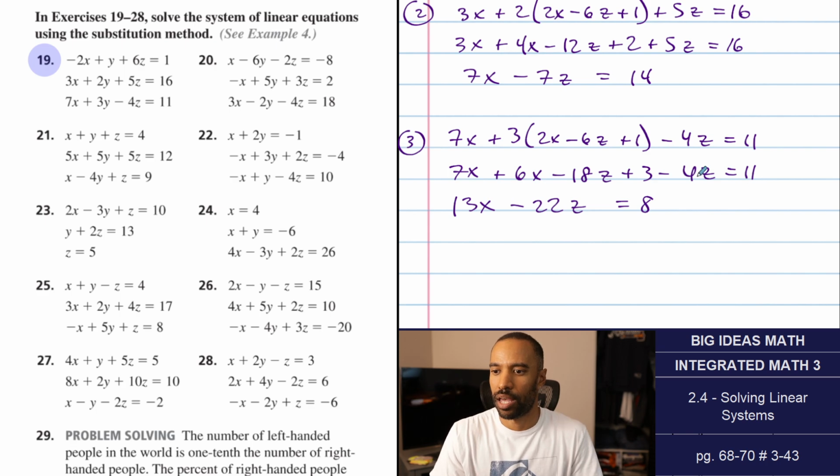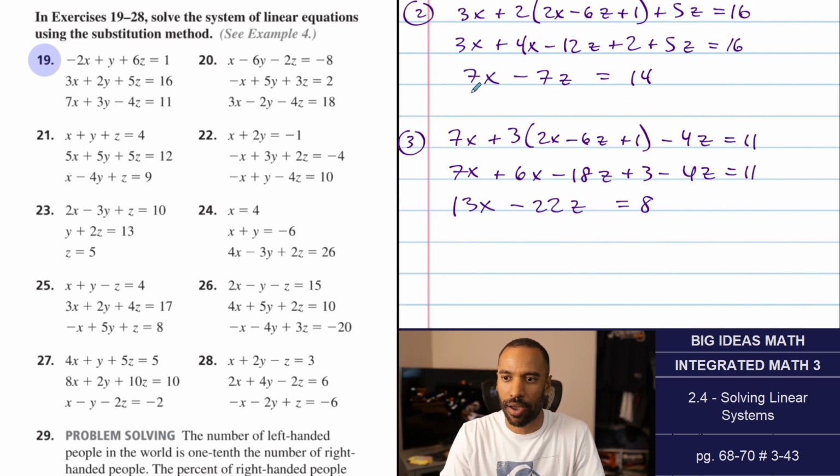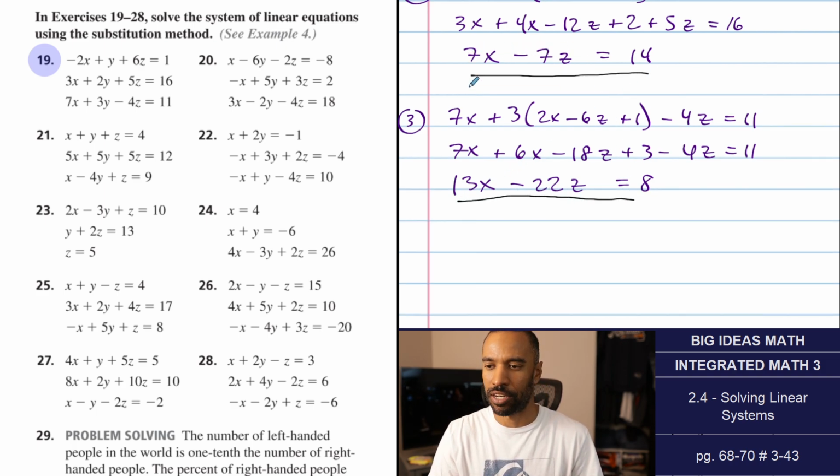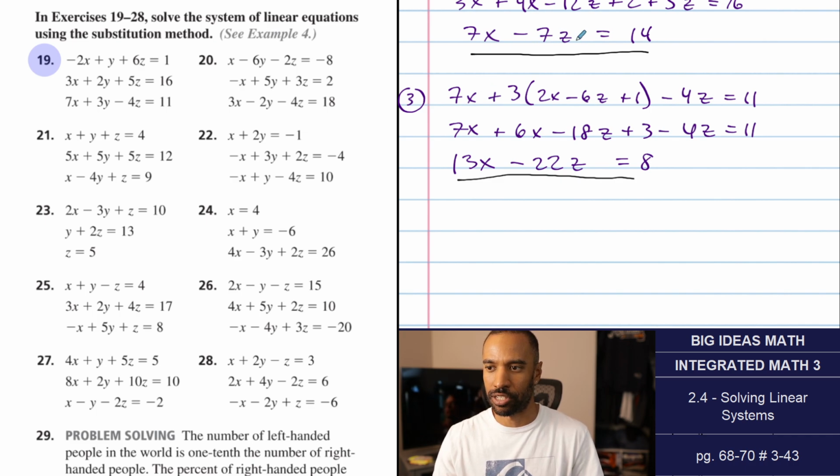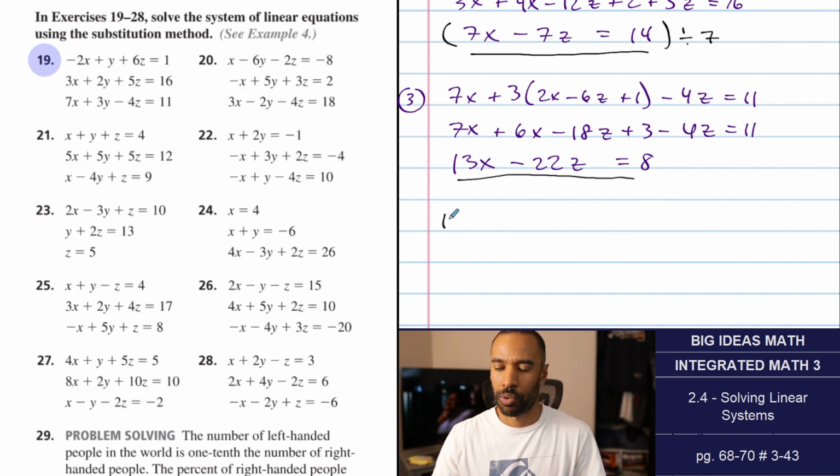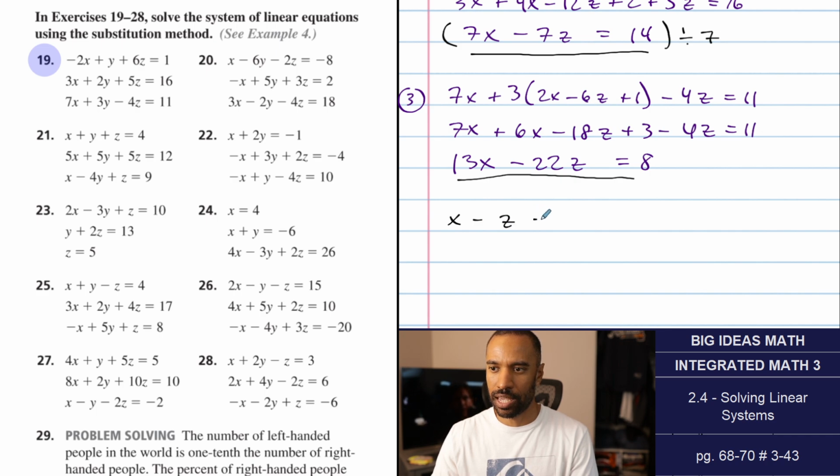Okay, it's apparent to me that because now I have my two equations for my system, I have this one and this one here. It's apparent to me that dividing by 7 is going to be among the things I'd probably like to do. So I'm going to take this equation here. I'm going to divide it by 7 because I got to do something with this one and that one and work it out. So I have now 1x minus 1z equals 2, and this equation is still 13x minus 22z equals 8.